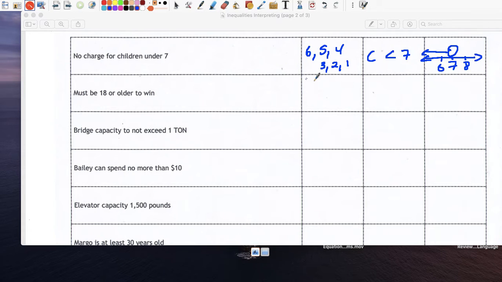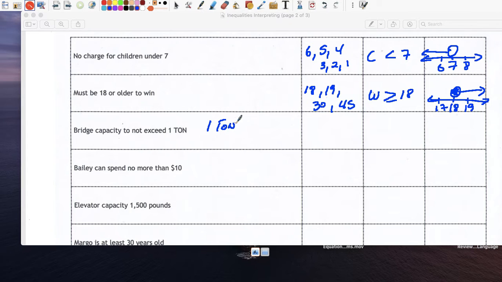You must be 18 or older to win. So if you're 18, you can win. If you're 19, you can win. If you're 30, you can win. If you're 45 years old, you can win. So let's make it win. So if you want to win, what do you have to be? You have to be greater than or equal to 18. So number line again. Shade. Points that way.